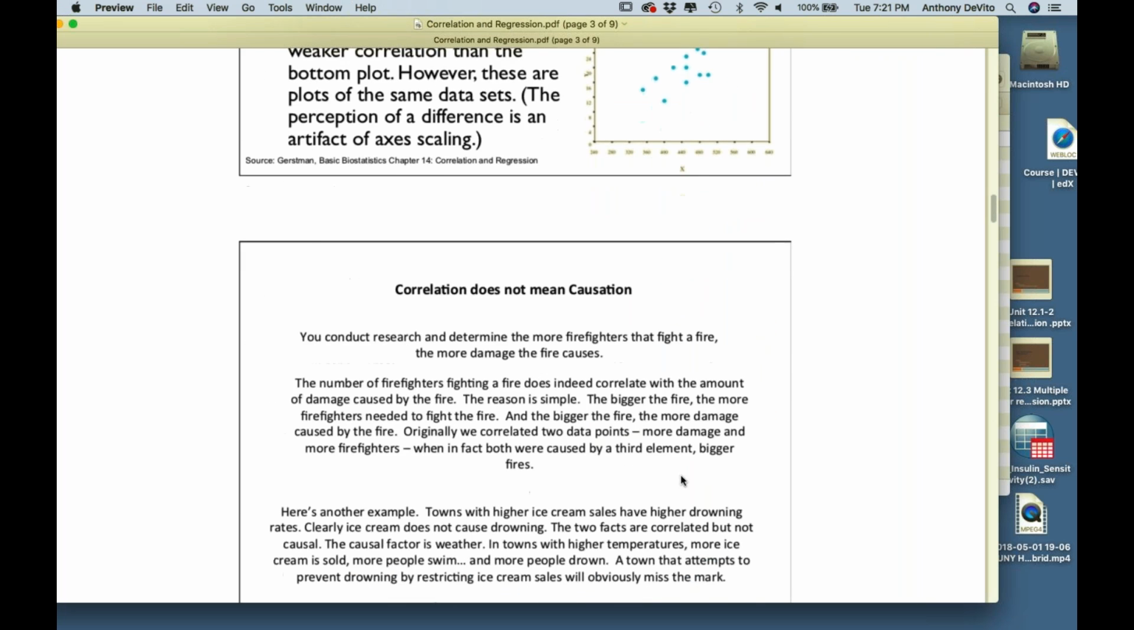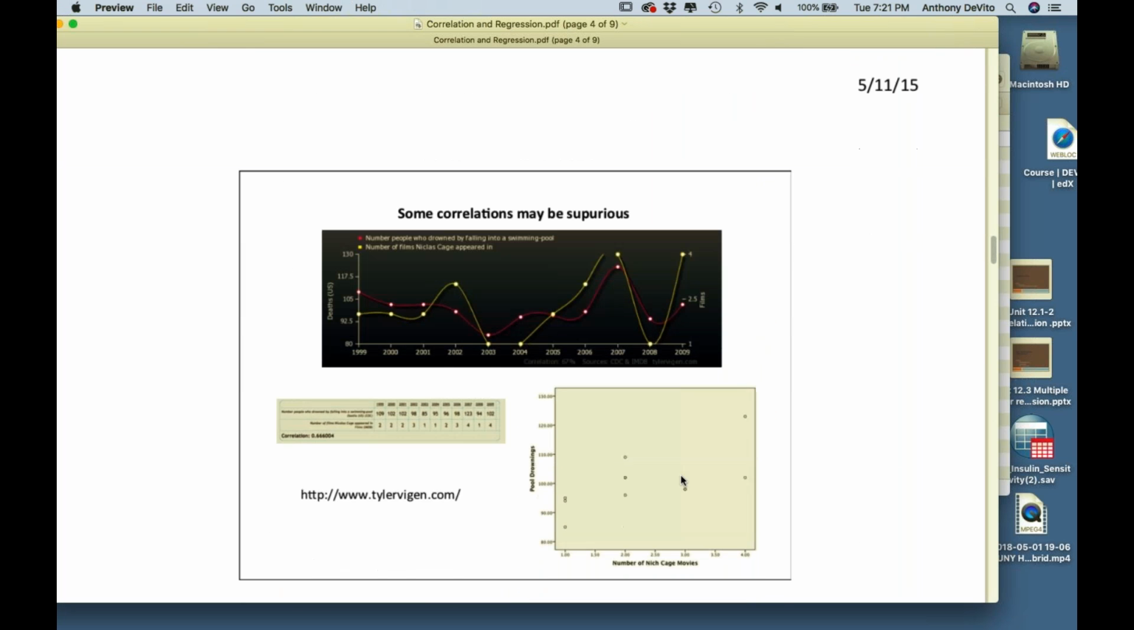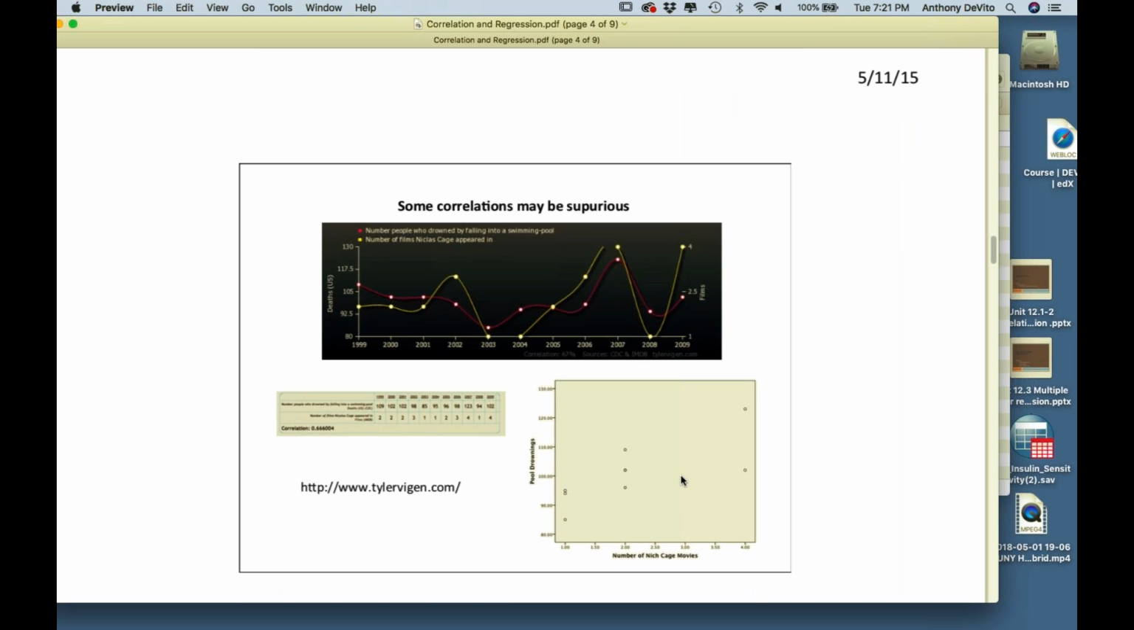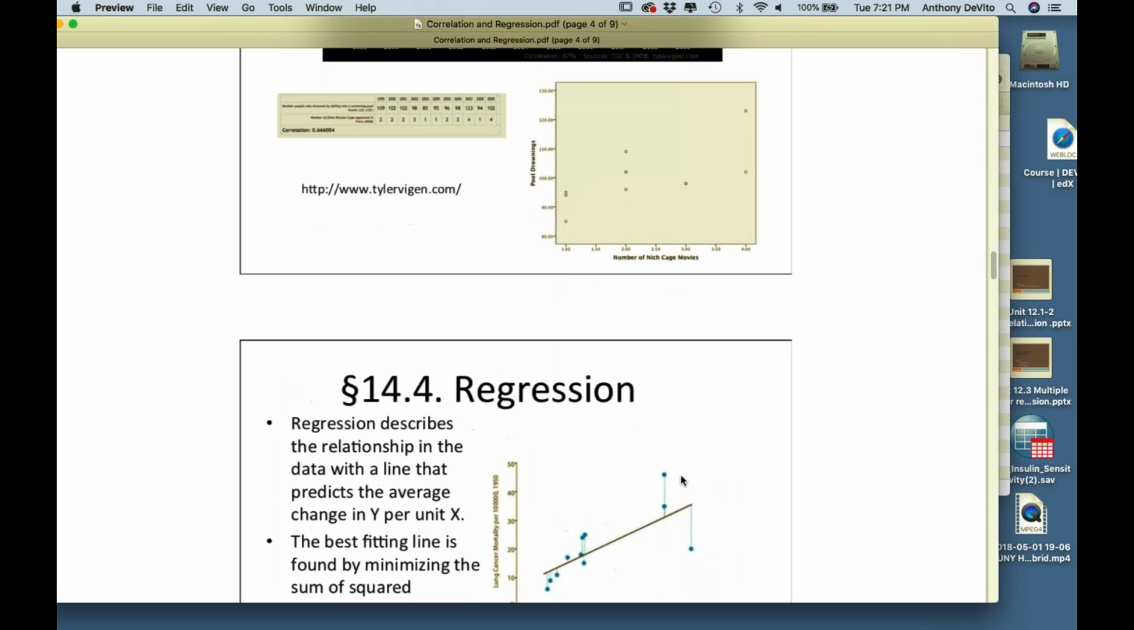It still looks like there's a correlation. Okay, so some correlations are spurious. What do we mean by spurious? In other words, they just happen by coincidence, but there's not a good reason for them, or there's some confounding factor. Okay, I just want to show you this.